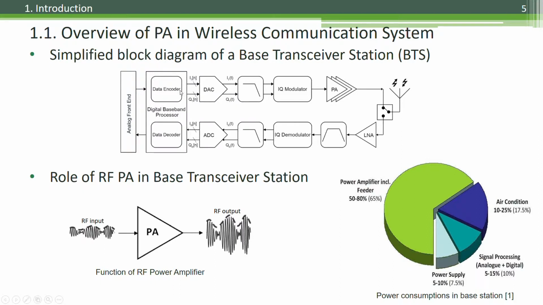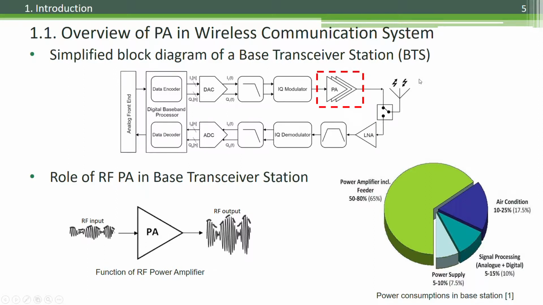In the transmit path, the digital data is first processed in the digital baseband processor and is converted to analog signal by the DAC, and it is filtered to remove the out-of-band noise. And we have here an IQ modulator to upconvert the baseband analog signal to the RF signal. The RF signal is then amplified by a power amplifier, and an antenna will radiate the RF signal into space.